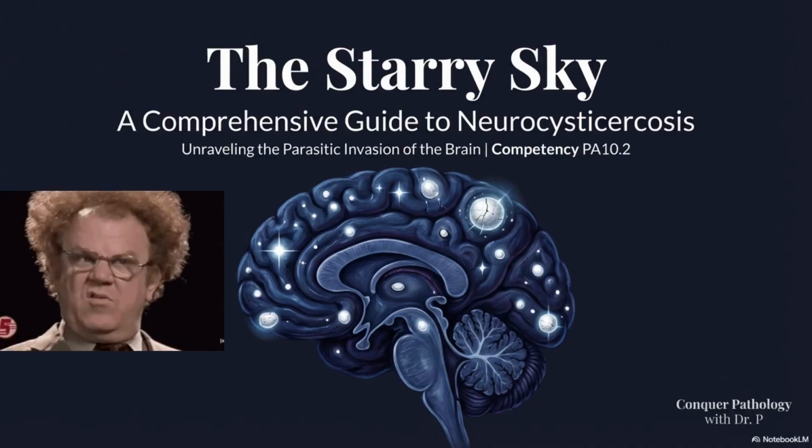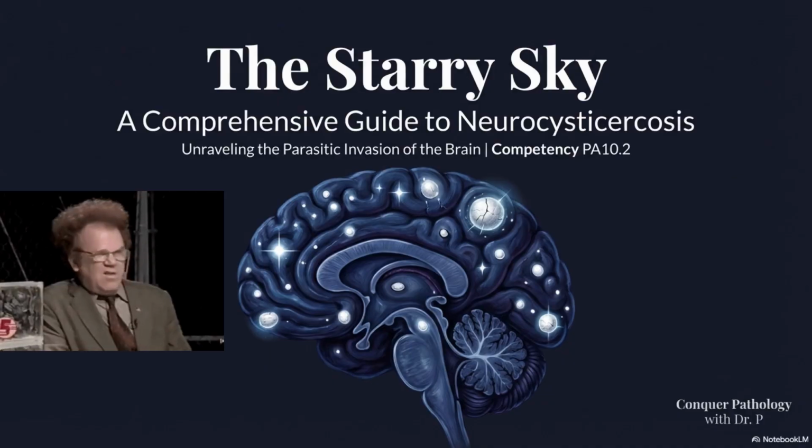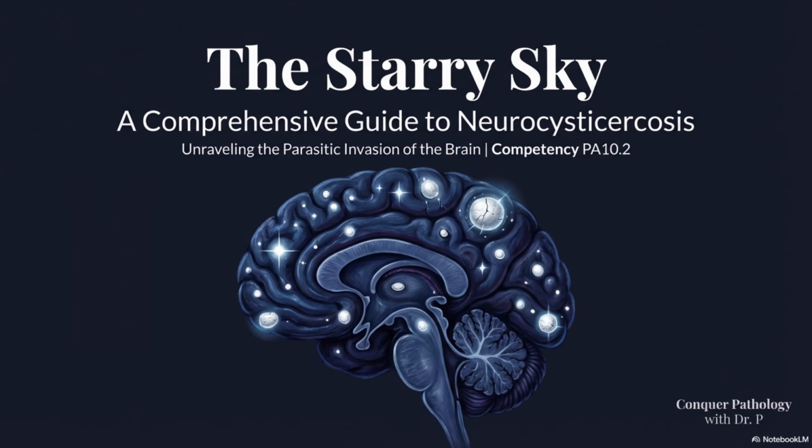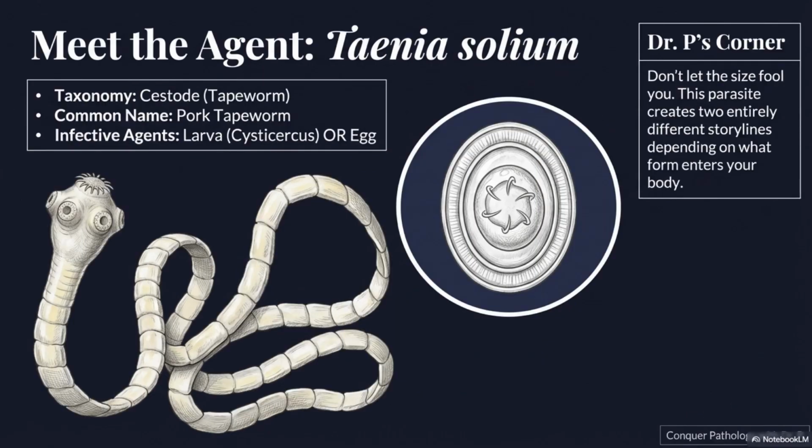Now let's solve a case that often confuses even the best students. We are talking about a parasite that turns the brain into a starry sky. This is Neurocysticercosis. Let's unravel the invasion. First, let's meet the agent, Taenia solium. It is a cestode, meaning a tapeworm. The common name is the pork tapeworm.